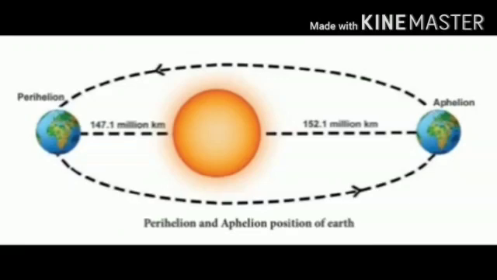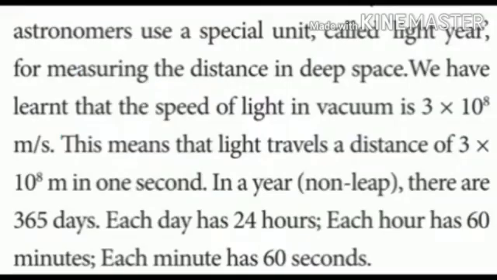Number 2, light year. For measuring the distance of a star, the astronomical unit is not enough. Therefore, astronomers use a special unit called light year for measuring distance in deep space. We have learned that the speed of light in vacuum is 3 into 10 to the power of 8 meter per second. That means light travels a distance of 3 into 10 to the power of 8 meter in 1 second. In a year, there are 365 days.